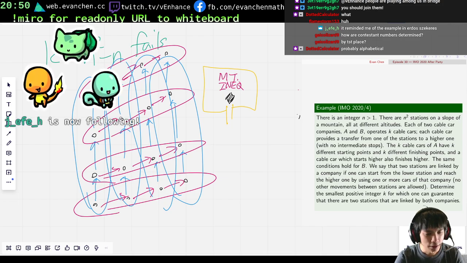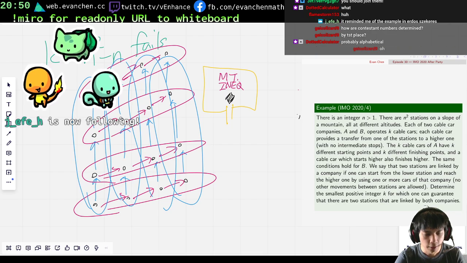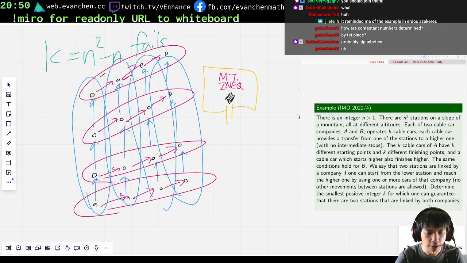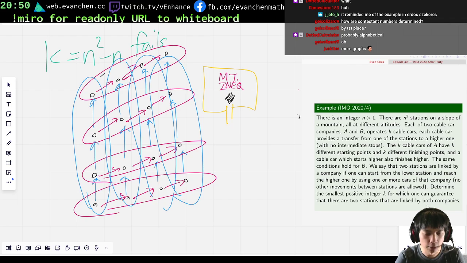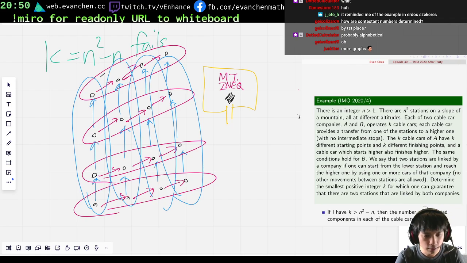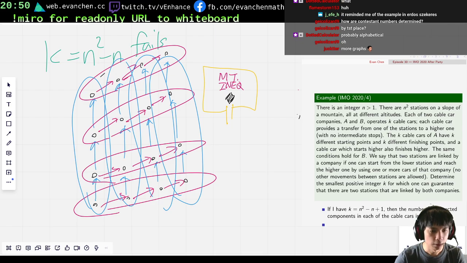So if I have k greater than n squared minus n, then the number of connected components in each of the cable cars, we'll do k is n squared minus n plus 1, is exactly n minus 1. So in particular, why is this statement so long? Let me shrink it a little.